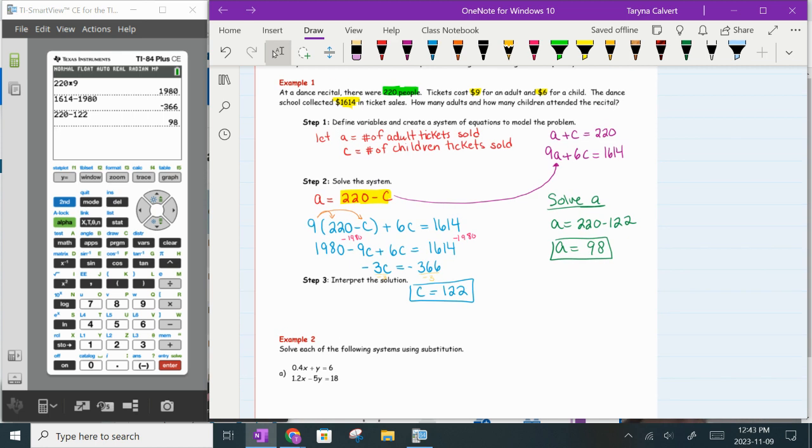And then when it says interpret the solution, that's just your sentence describing what you actually solved for. So this is just saying there were 122 children and 98 adults that attended the dance recital.